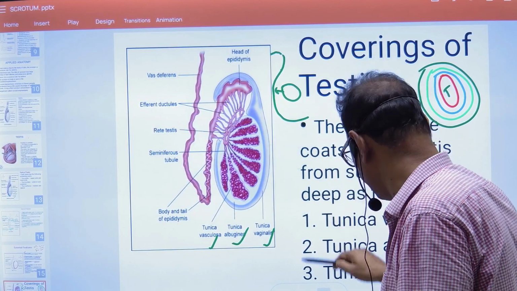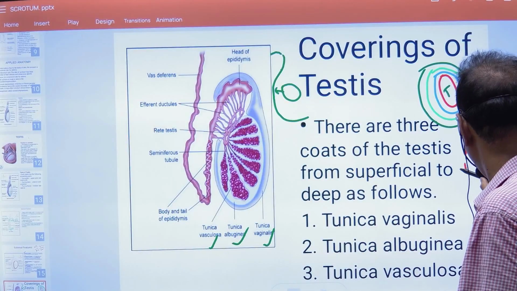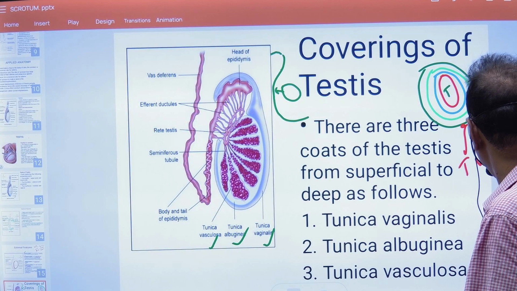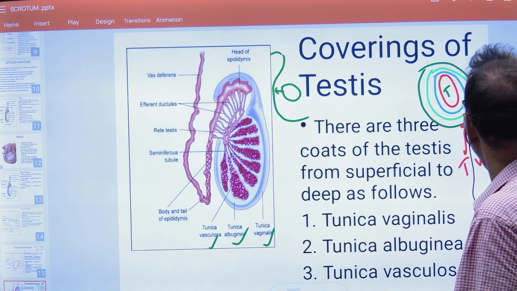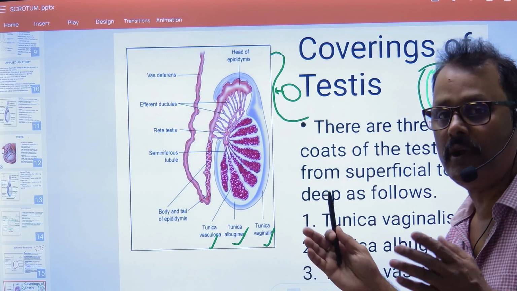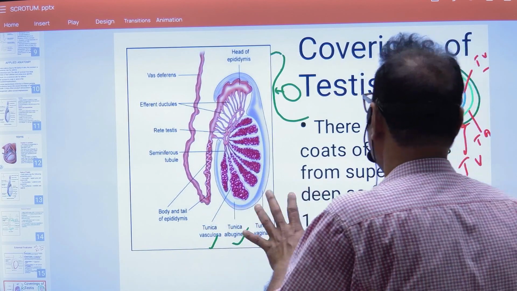These are its 2 layers. The outermost layer becomes the tunica vaginalis. The second layer is the tunica albuginea and the third layer is the tunica vasculosa. But actually the arrangement is not like that. The arrangement we are drawing like this is actually not the real one.